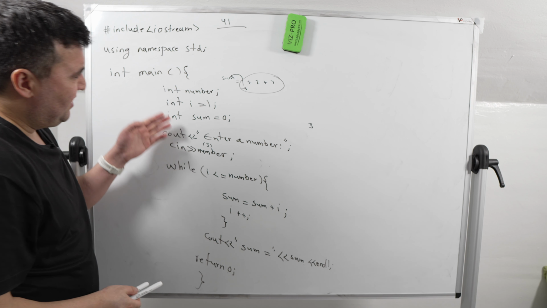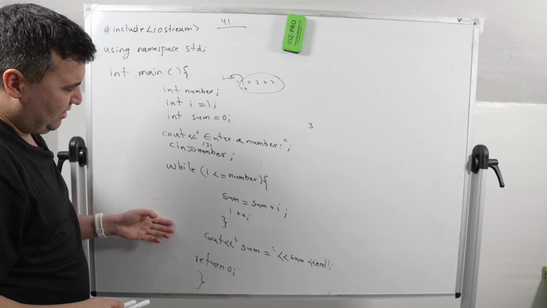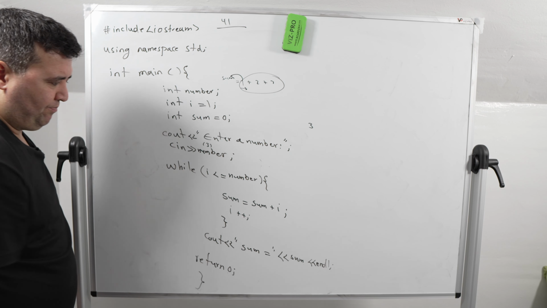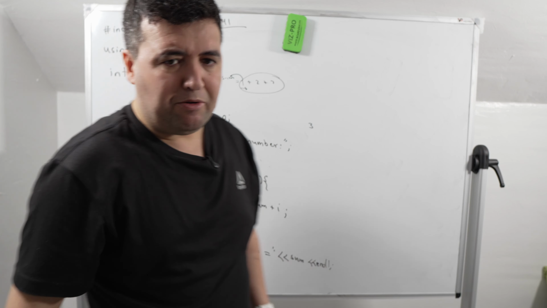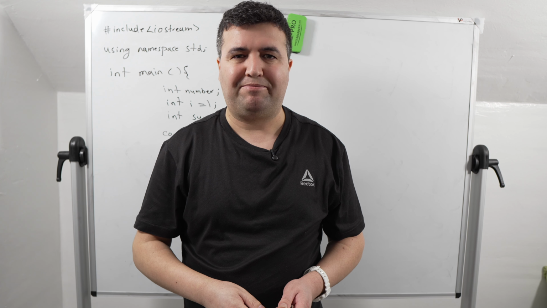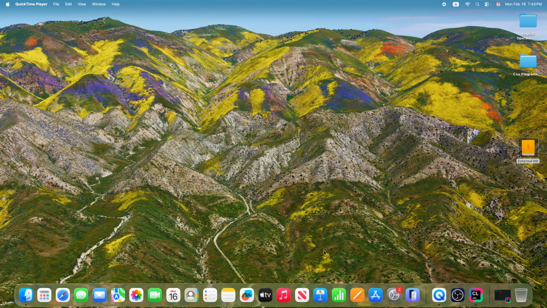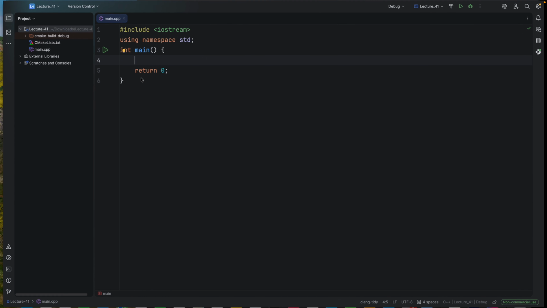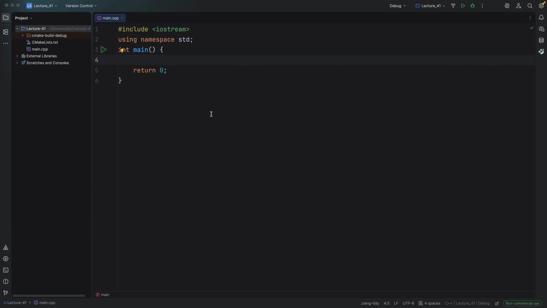So this is a simple program in C++, which adds natural numbers together using a while loop. Now it is time to go to our computers and write this program together. So I'm back on my computer. Let's open our C++ IDE, and we are on lecture 41.